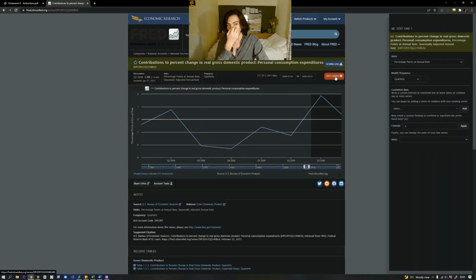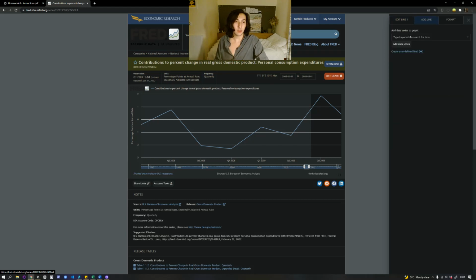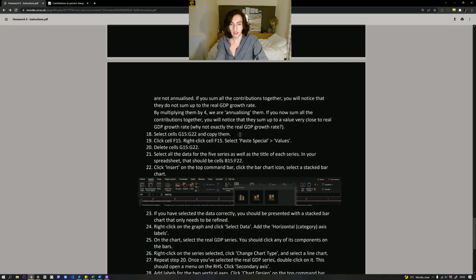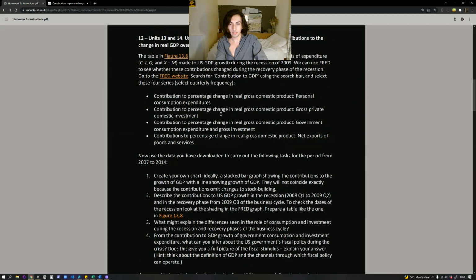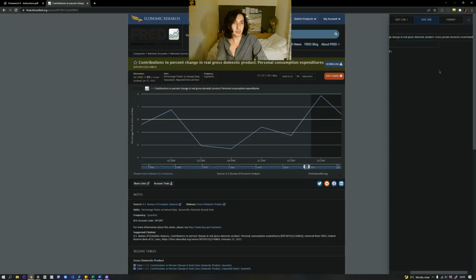Now we want to edit the graph. Currently it's fine, we want to keep it as quarterly. And we are going to add lines. Now, when it says type keywords to search data, you can pretty much copy-paste again. So let's go back up there. You've got contribution to percentage change. We're going to copy, and we're going to paste, and there it is.